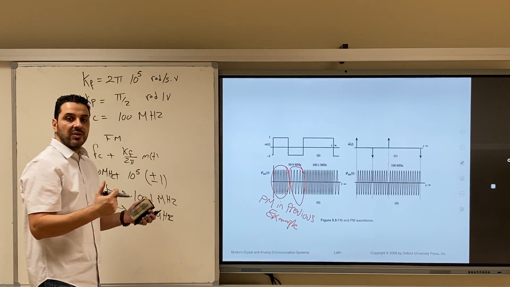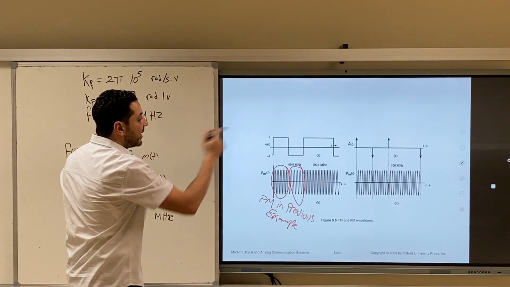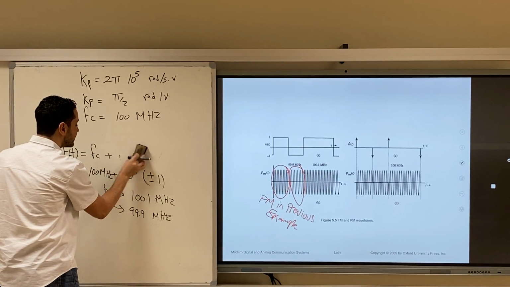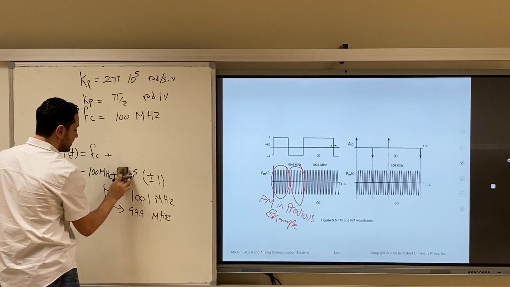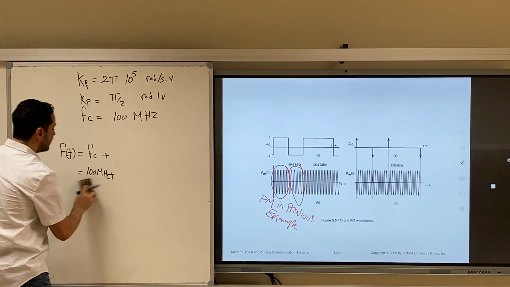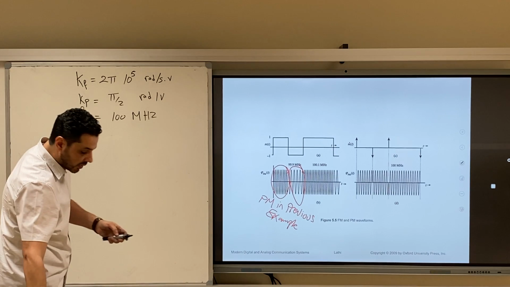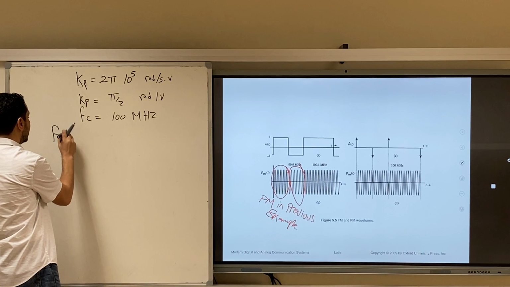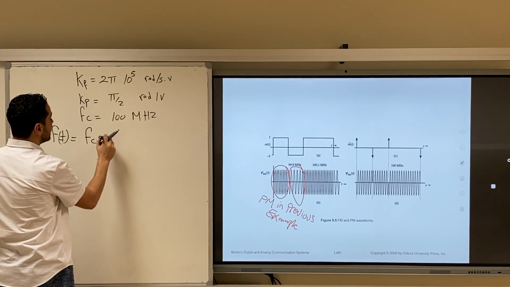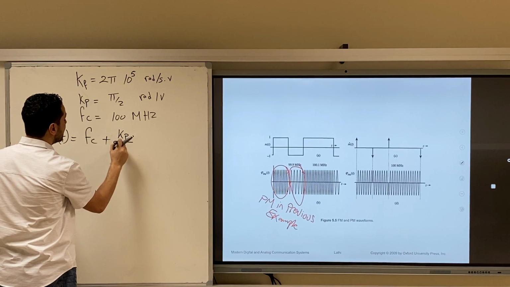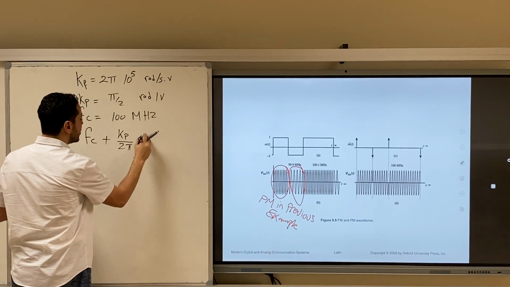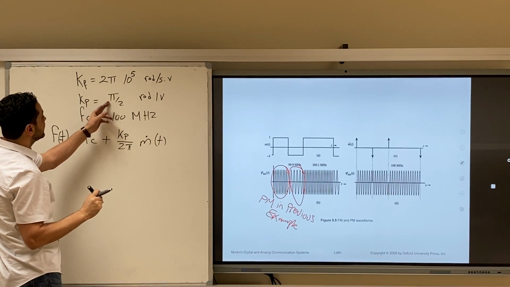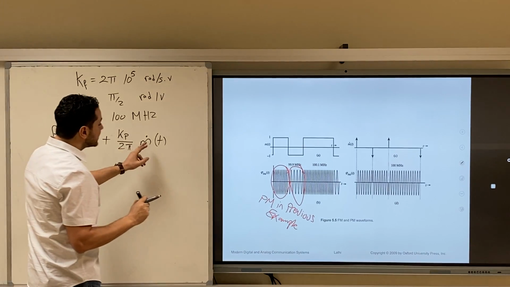The problem, or the trick, or the new thing that we are going to learn will be with the PM. When we consider the PM, we need m dot. When we consider the PM, f of t equals Fc plus Kp over 2 pi m dot of t. And Kp over 2 pi is pi over 2 over 2 pi, no problem with this. The problem is with m dot of t.